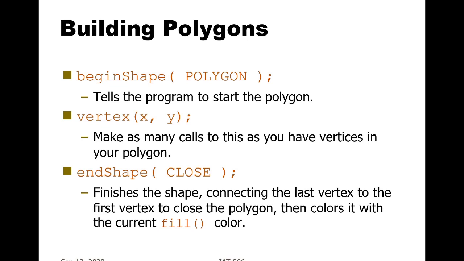Lastly, for a particular polygon, you call the method endShape and use another keyword, CLOSE. That's another behind-the-scenes constant that has been created by the Processing system. What endShape does is finish the shape and connect the last vertex to the first vertex you issued, the first vertex call immediately following beginShape, to close the polygon. It also fills the polygon in with the current fill color, and of course draws the outline of the polygon with the stroke color.